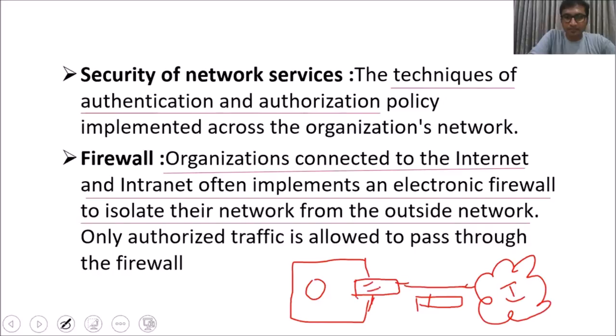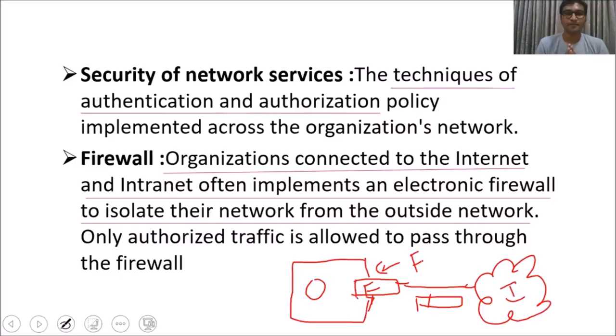Where I have written E, it is the entrance point, and here we will implement a firewall at the entrance point. So a firewall is a barrier between the internet and your organization. If the data coming from the internet is not appropriate, then the firewall will not let it enter into your organization.